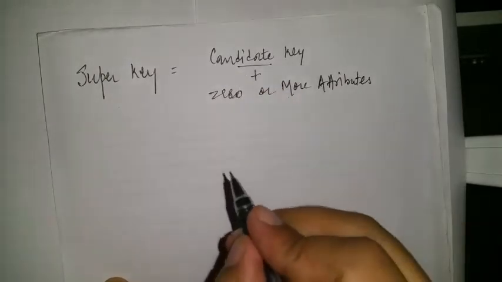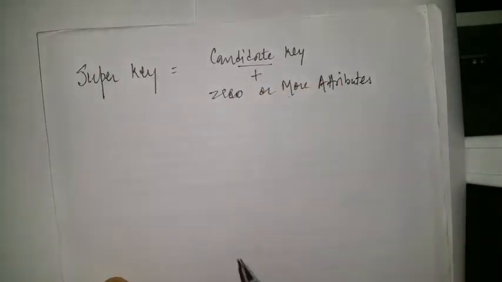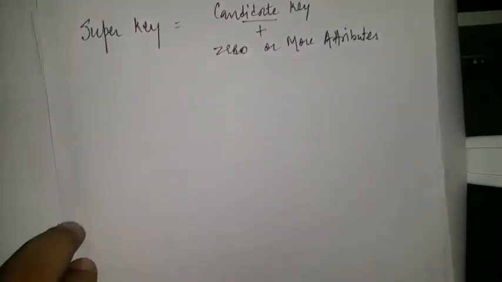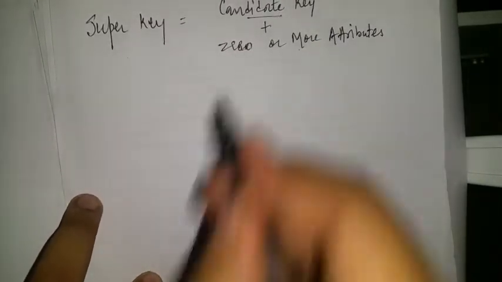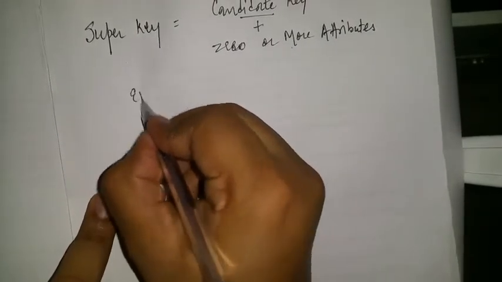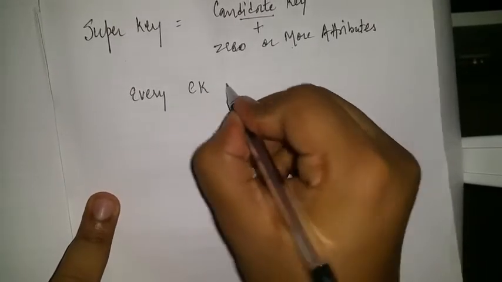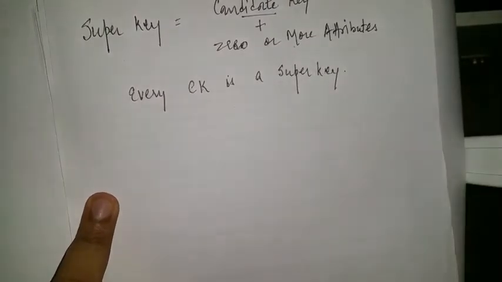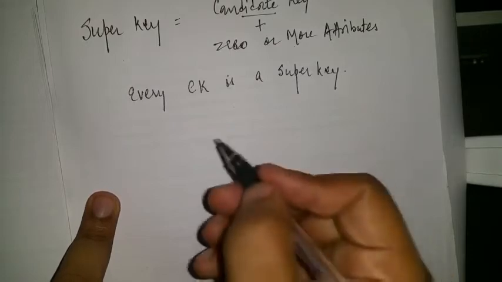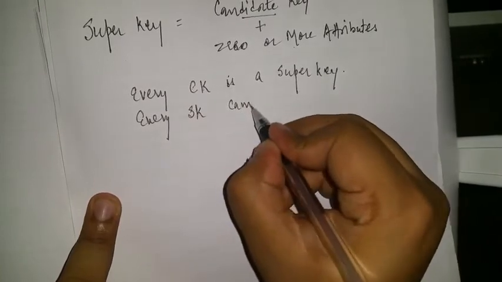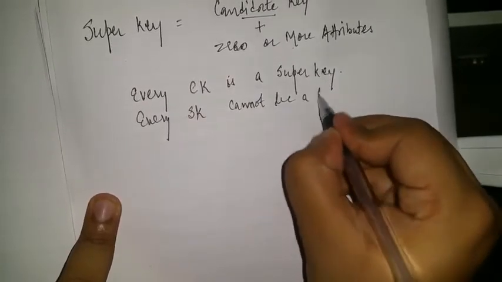Candidate key, to be precise, is a unique attribute in the table through which we are able to recognize each record separately, uniquely. Now, super key is defined as candidate key clubbed with 0 or more attributes. From this, we deduce that every candidate key is a super key. The reverse is not true. That is, every super key cannot be a candidate key.